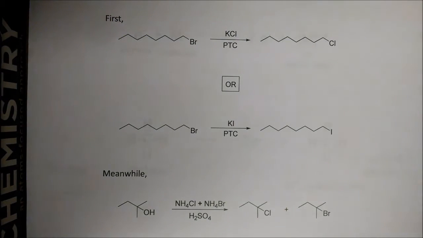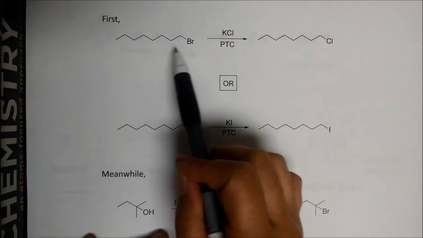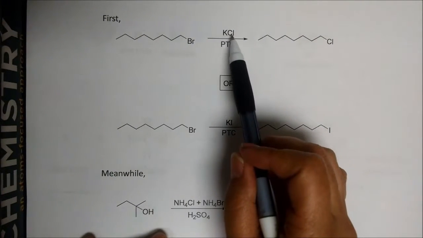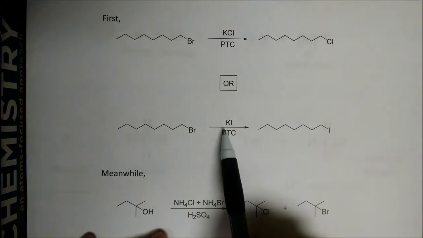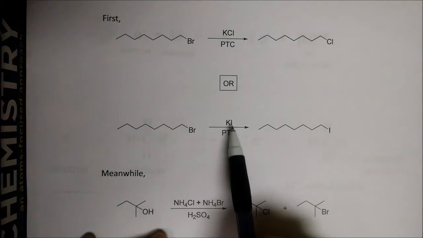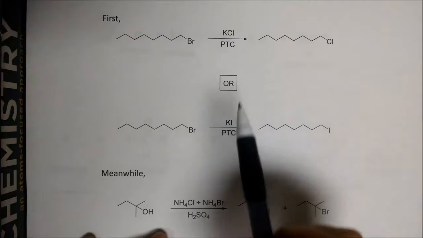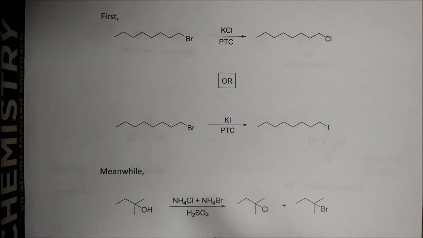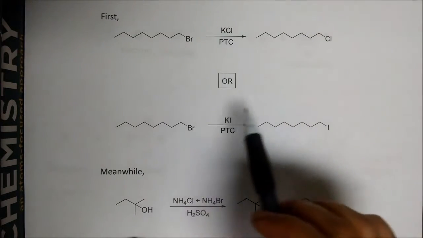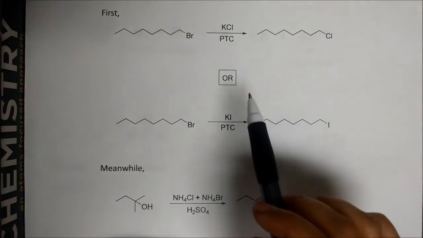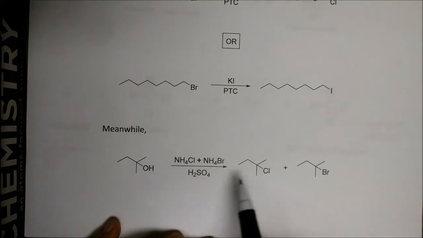Alright, so let's first review what we did last week, what you guys did in the lab. The first thing we did was subject bromooctane to either a solution of KCl, potassium chloride, or a solution of KI, potassium iodide. You had to choose which salt solution you were going to use. You started to let it heat for about an hour. Meanwhile, you did this reaction.